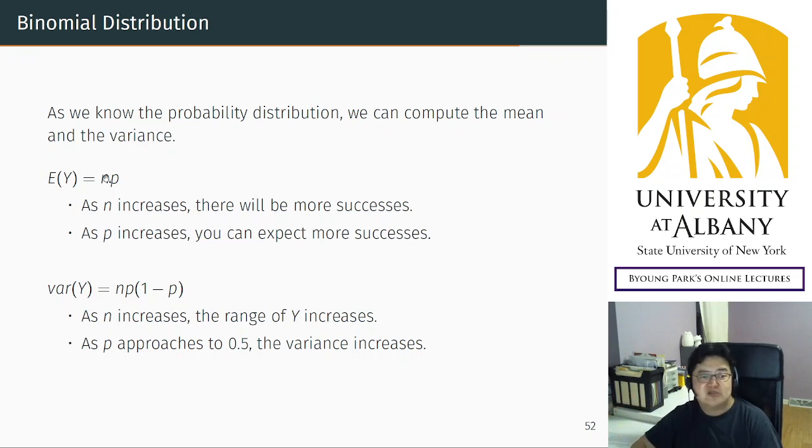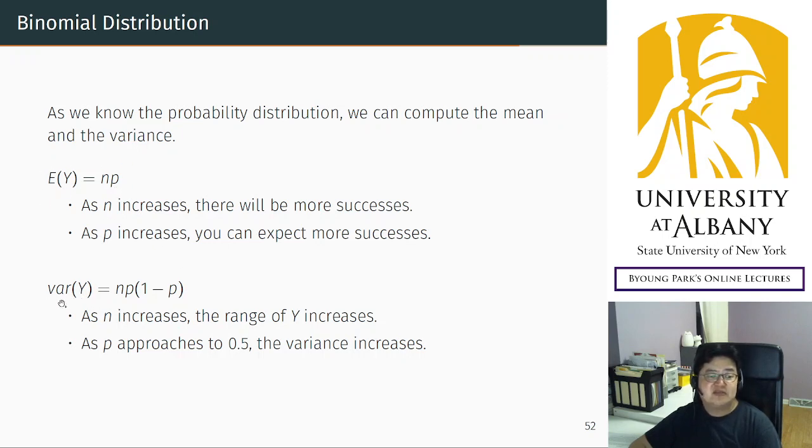So it's np. As n increases, you are going to try more, so you will get more. You are more likely to see more successes. And as the probability of success increases, of course, you expect more successes, even if the number of trials is the same. So this part is pretty simple.